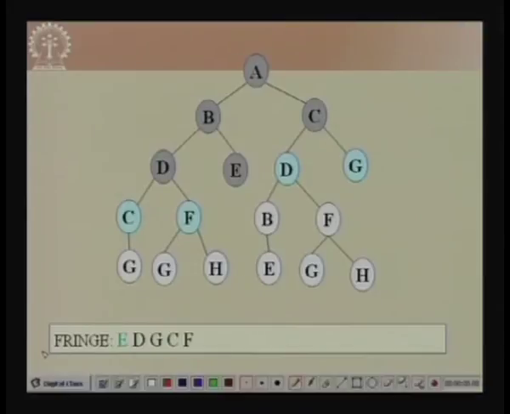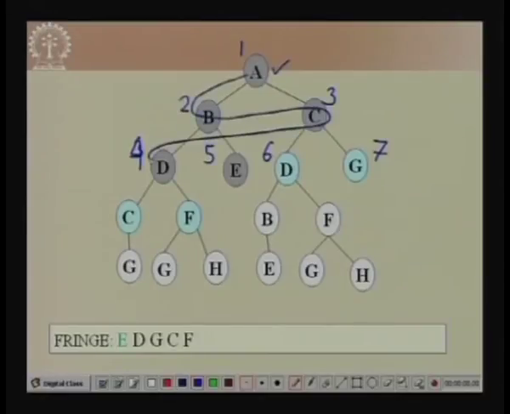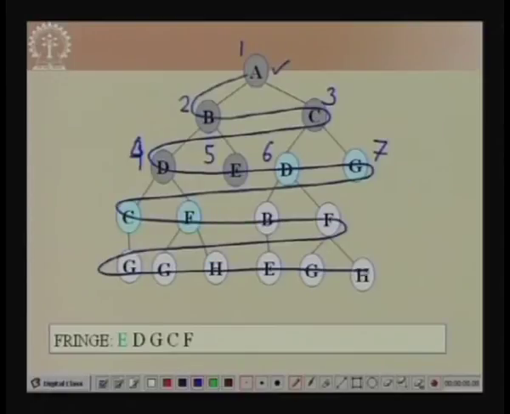So, you notice here that this is the order in which nodes are expanded. First A is expanded, then B, then C, then D, then D, then E, then F, then G, etc. So, in breadth first search, nodes are expanded in this order according to their level. First A, then B, then C, then D, E, D, G. So, nodes will be expanded in the order of their depths.